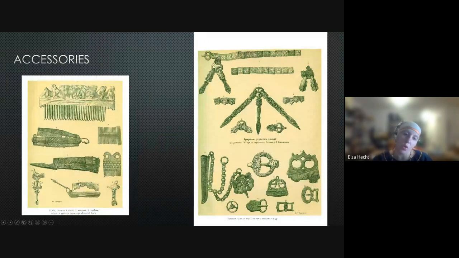More accessories that you would want to have on yourself are the combs that were made out of wood and bone. And these are the belts, fibulas and belt buckles, and the knife holder. I could not find the knife, but you can judge by the form. It's probably a dagger or something like that.